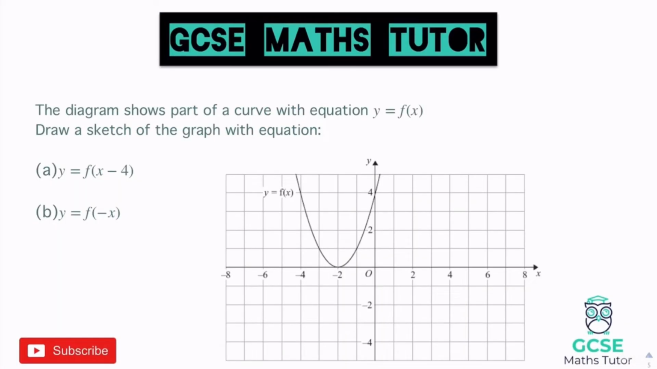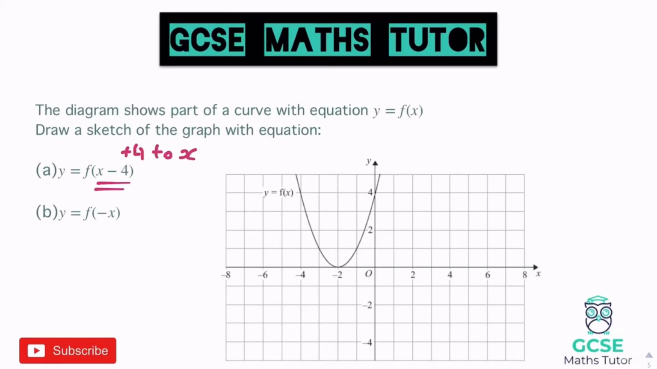Okay, so it says the diagram shows part of a curve with equation y equals f of x. Draw a sketch of the graph with these 2 equations. I'm going to do 2 on 1 graph just to save a bit of time here. So part A says to draw y equals f of x minus 4. Now we know that x minus 4 here is going to plus 4 to all the x coordinates. So add 4 to x.